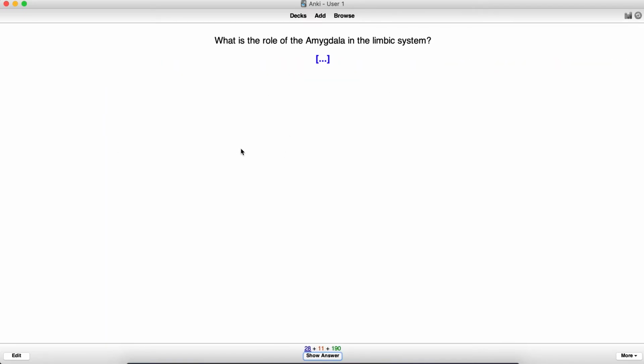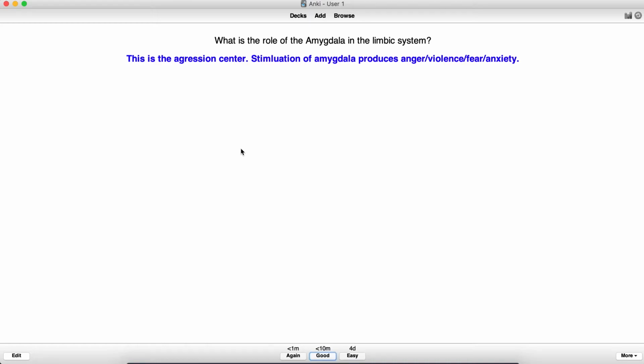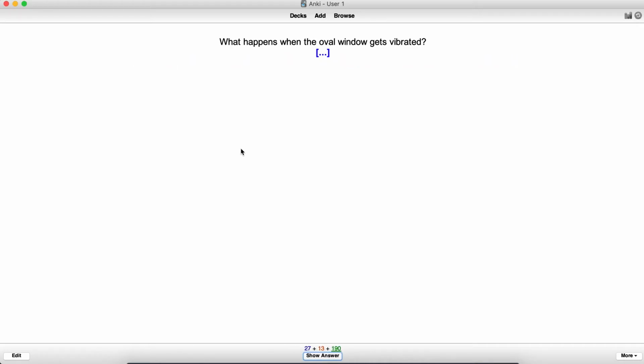What is the role of the amygdala in the limbic system? So I know the amygdala deals with happiness. Okay, anger, violence, fear, anxiety. Aggression center. Stimulation of the amygdala produces anger, violence, fear, and anxiety. Aggression center.